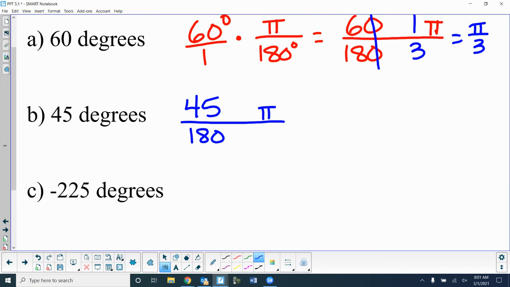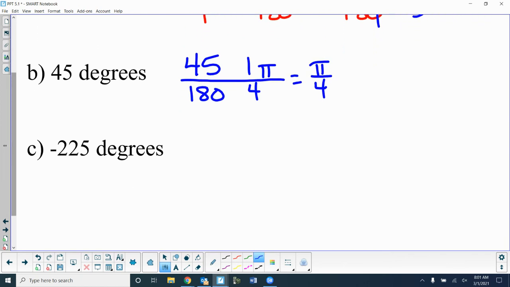And if you divide 180 by 45, you'll get 4. 45 goes into 180 4 times. So that's pi over 4. And we don't usually write the word radians afterwards. We just leave it like that. You just understood that it's radian. Okay?